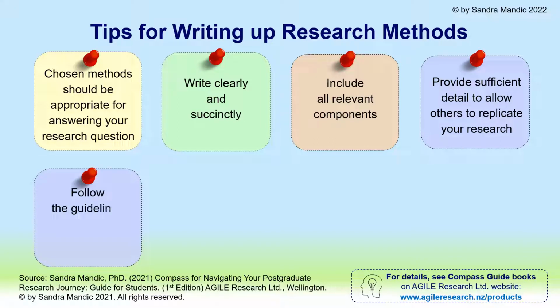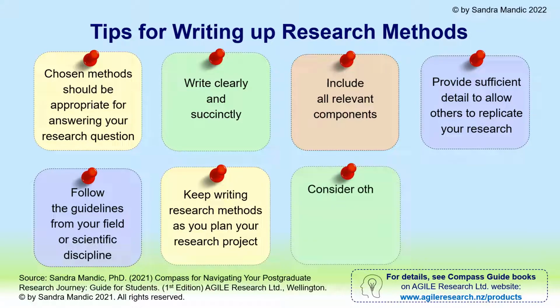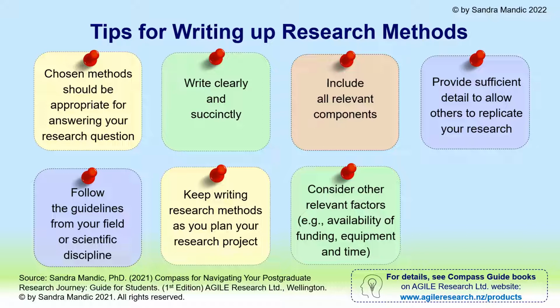Every research study is different, and therefore research methods sections vary across studies. Regardless of your research topic, you should follow guidelines for writing up research methods in your field or scientific discipline. Keep writing your research methods section as you plan your research project. Writing will help you clarify your thoughts. It will also provide the opportunity for others to offer their feedback. Keep in mind that other factors, including constraints related to availability of research funding, equipment, or available time, will have influence on the final choice of research methods for your project.